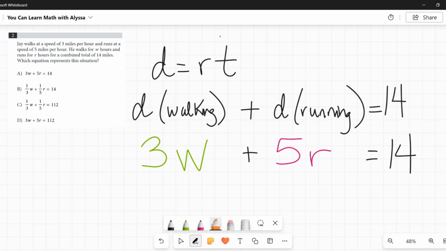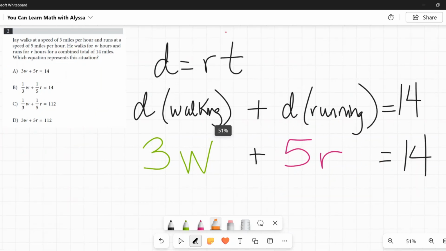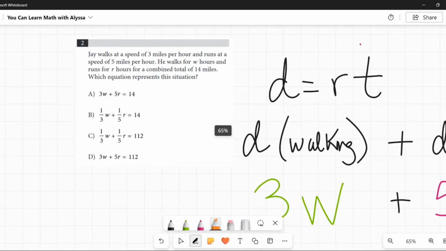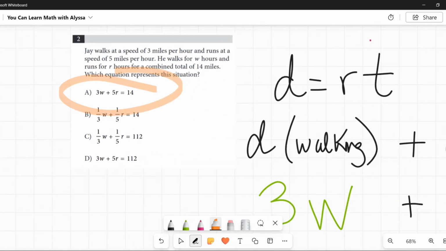We've written down the information they've given us. There's the distance, rate times time while walking. There's the distance, rate times time when running, and their combined distances, we add those together, is 14. Now let's look over here at our choices, and do any of these match? 3W plus 5R equals 14. Sure enough, right there, A, that is our answer.